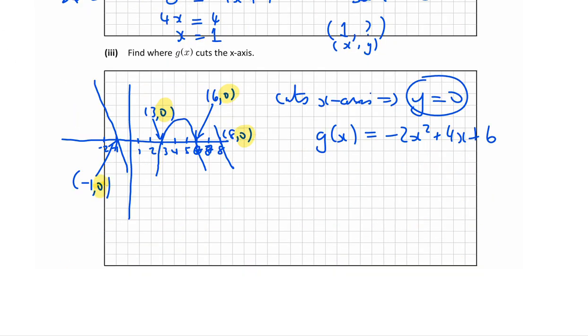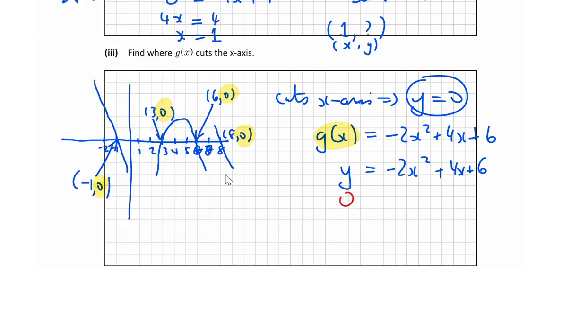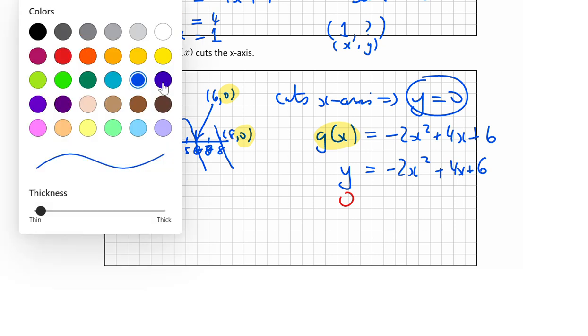Now, another name for g of x is y. Okay? So that's y is equal to minus 2x squared plus 4x plus 6. I didn't have to change that, I'm just showing you. And now, where it cuts the x-axis, the value of y is 0. So I'm going to sub in 0 for y.